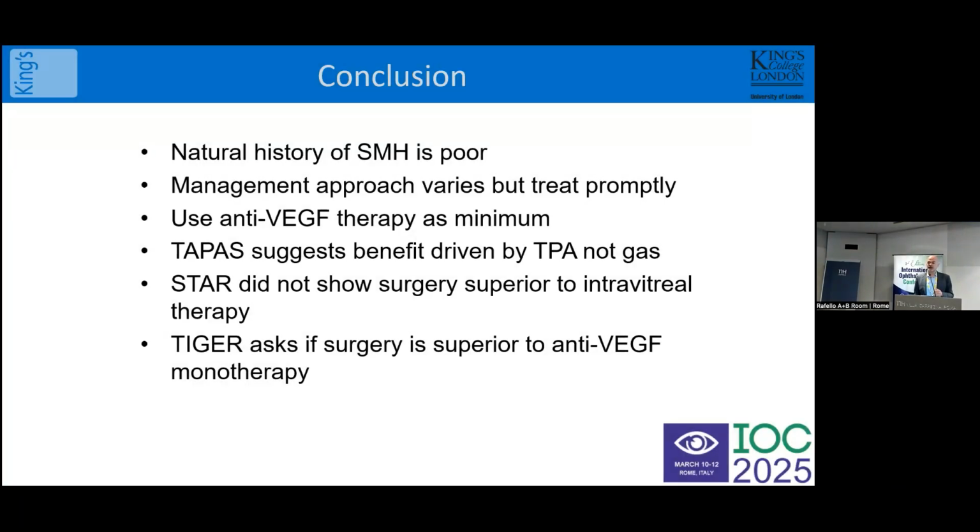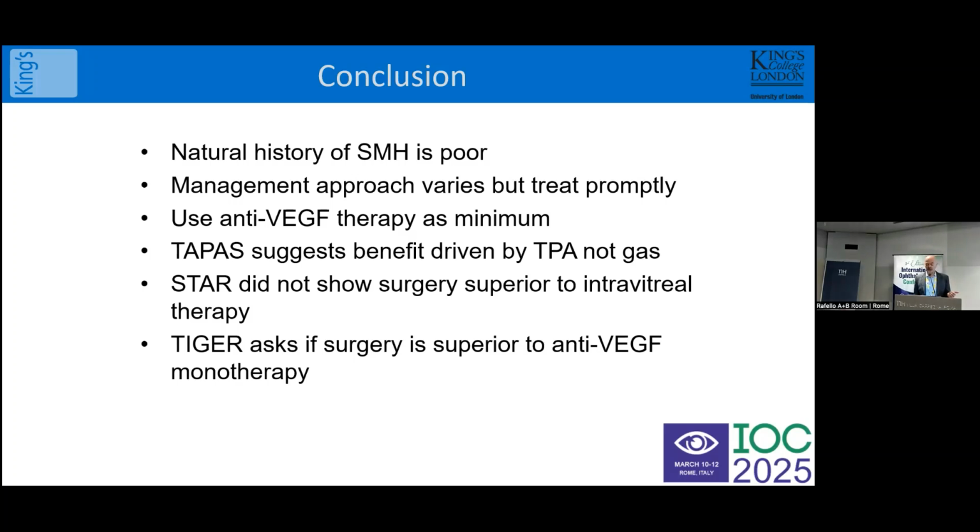So just to come to the last slide in terms of the key points to take home. Submacular hemorrhage, the natural history is terrible. These patients do very badly. You should probably do something for all of them. The management approach varies, so there is no right or wrong with this. We don't have the final answer yet. I would say, though, use anti-VEGF therapy as a minimum and get the treatment on board quickly.